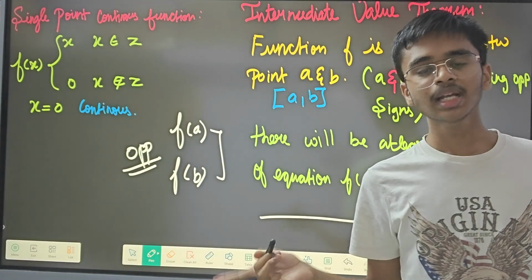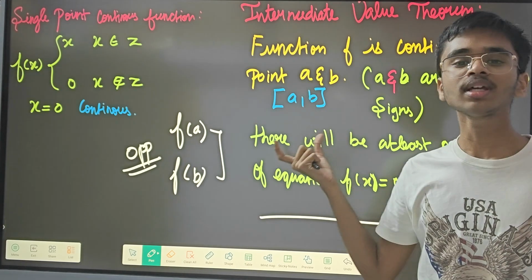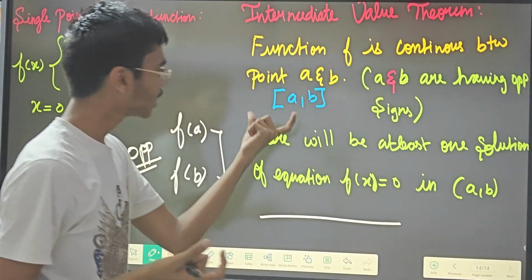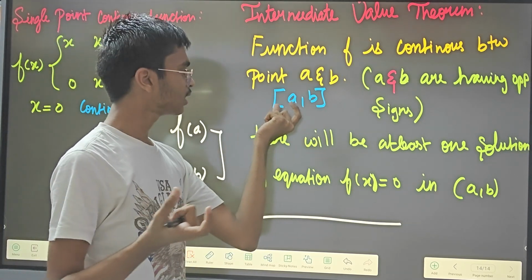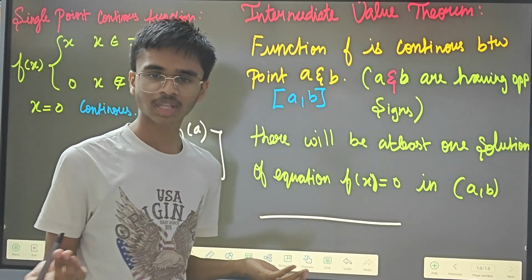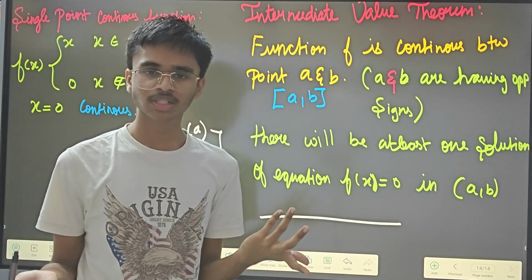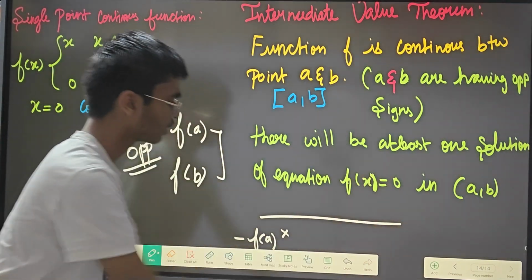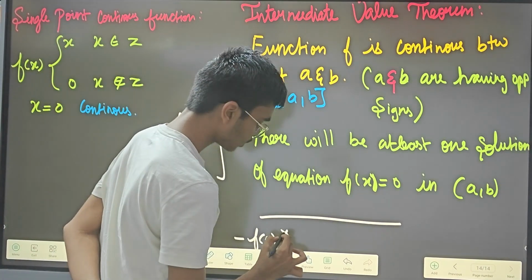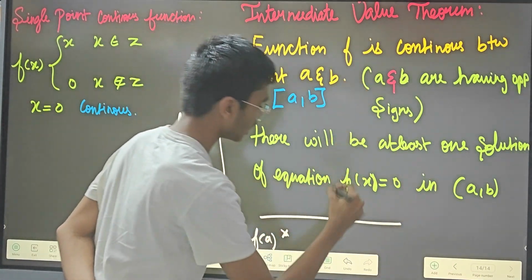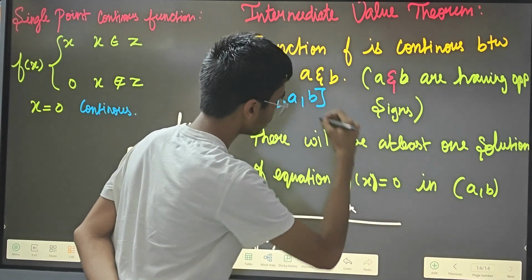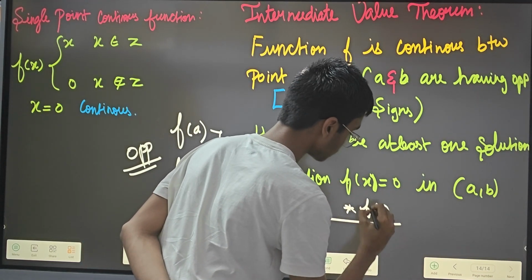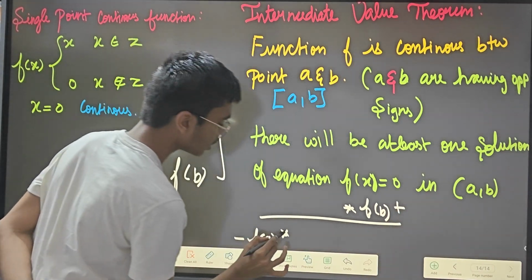They also said that these two should have opposite signs. And we know that in an interval, the least number should be written here and the biggest number should be written here. So if a is the one which is going to have a negative sign, then f of a is negative, this point. Then there is another point here, which is f of b, which has a positive sign.